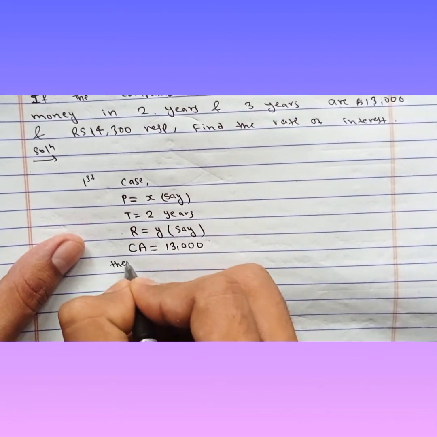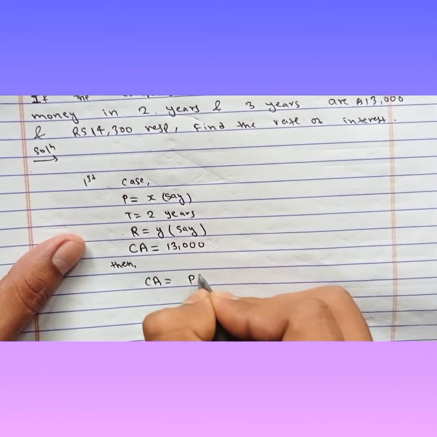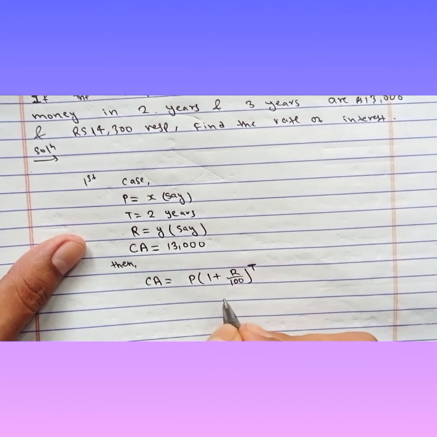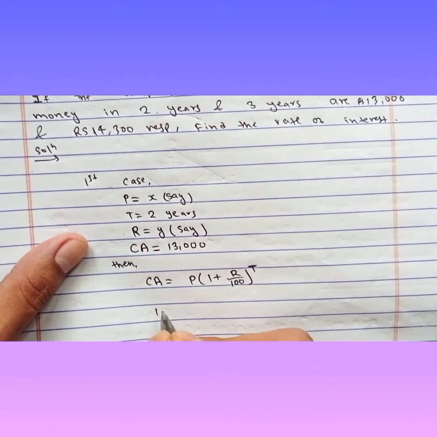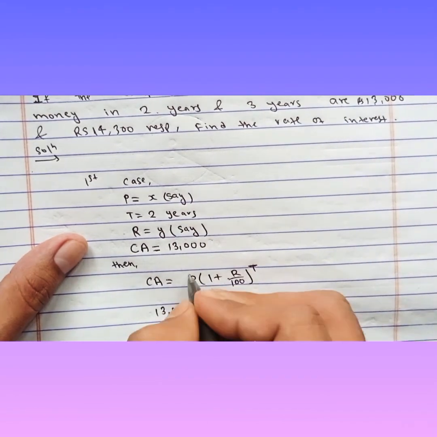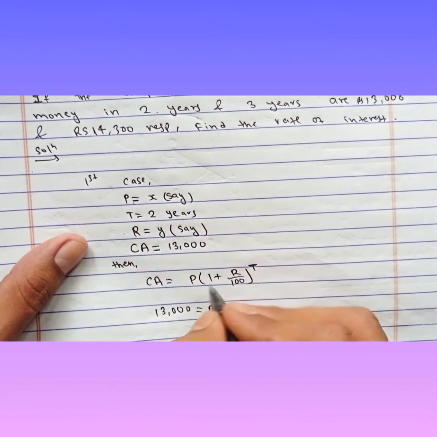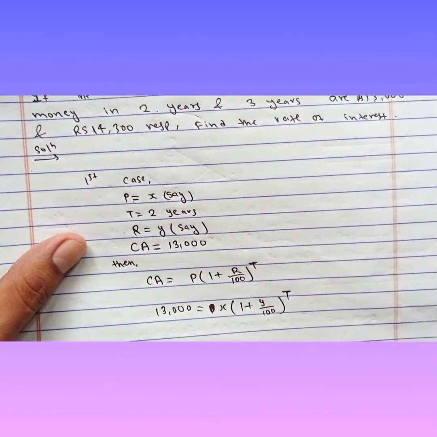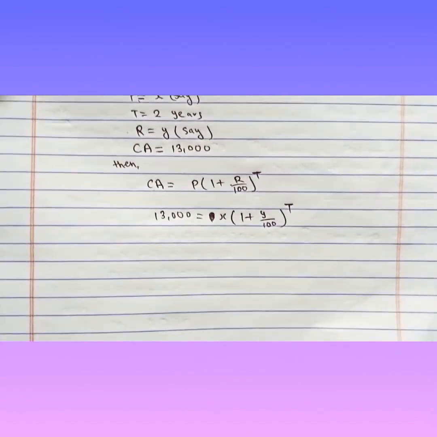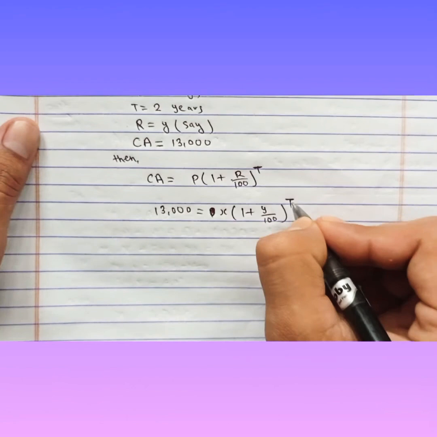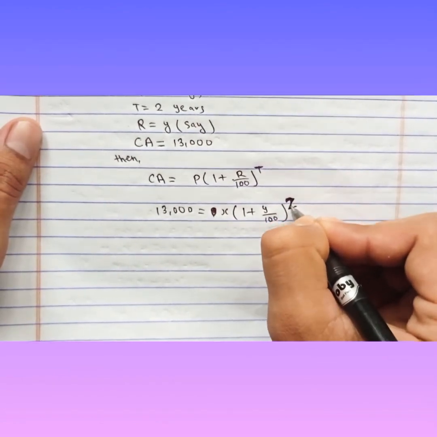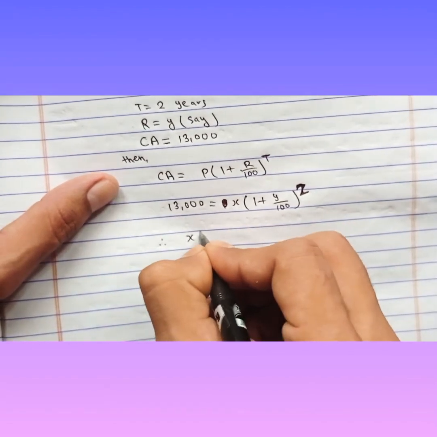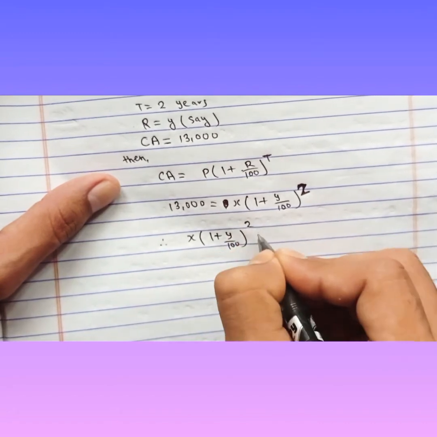Then by formula, we know that CA equals P times (1 plus R upon 100) to the power T. This is the formula to calculate the CA, and CA is given here. You can write 13,000 equals, we don't know the P, but in place of P you can write x. So write x times (1 plus, in place of R you can write y upon 100) to the power t, and in place of t you can write 2, because time is given here, 2 years. Therefore x times (1 plus y upon 100) squared equals 13,000.